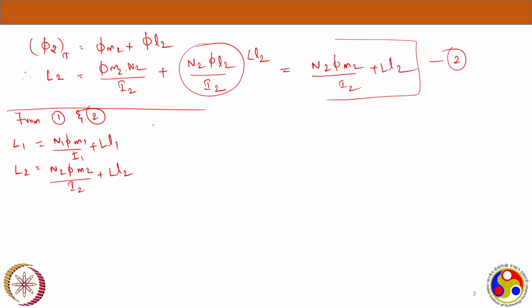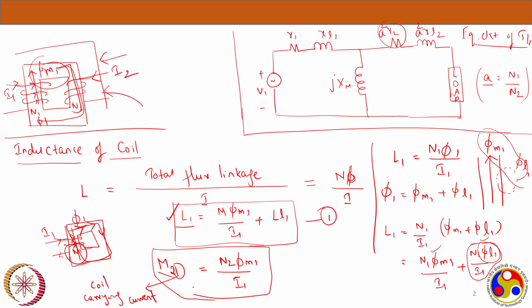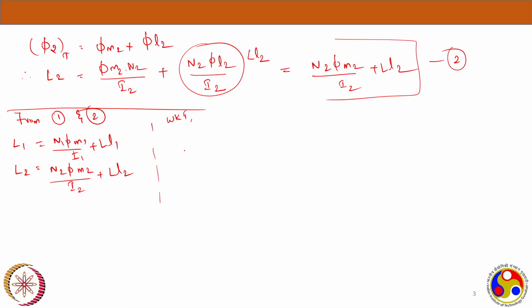Okay. Now these are the two equations we got, and what we know is the mutual inductance from the previous slide. How much is the mutual inductance? M21 is equal to N2 phi M1 by I1. Now similarly, what will be M12? This is the mutual inductance of coil 1 due to the current I2. Now N1 will be linked with the first coil due to the main flux in the second coil, due to the current flowing through that I2. Now I will call these equations 3 and 4.